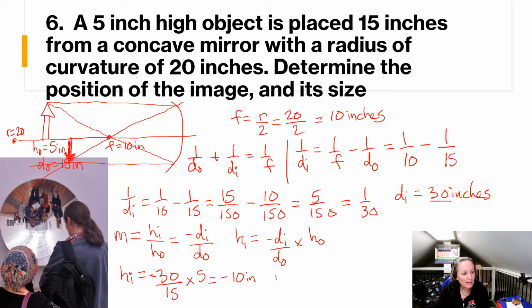And what is the magnification? Magnification, height of image, all over height of object, which will be height of image is negative 10, all over the object of 5, so negative 2, which means it's going to be 2 times as large, and the negative means upside down. So that's all the information about what this image will be. Distance, height, all the setup about this.